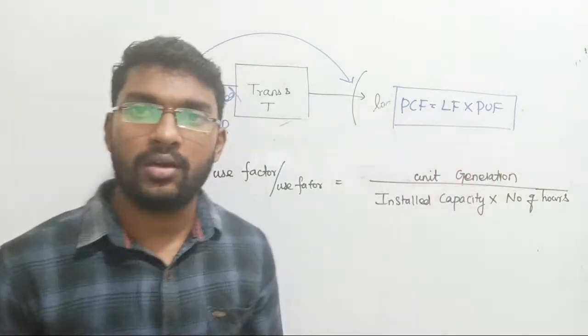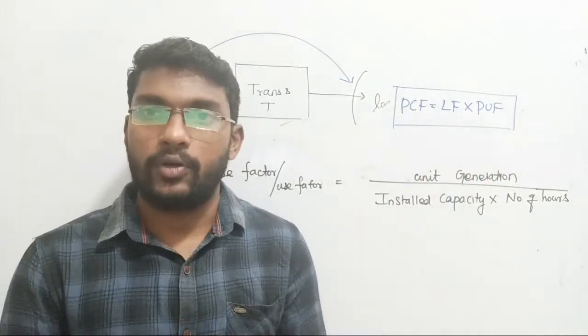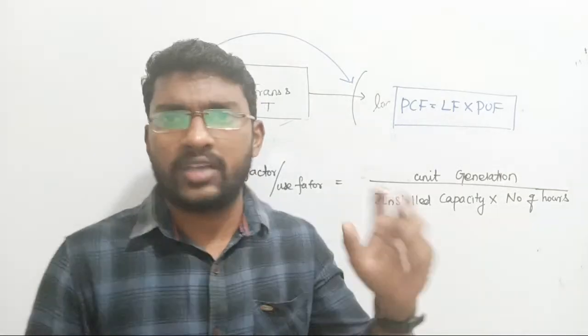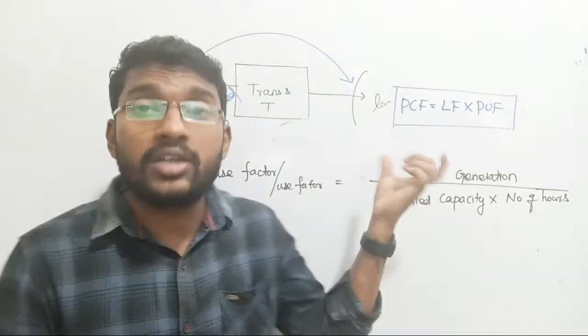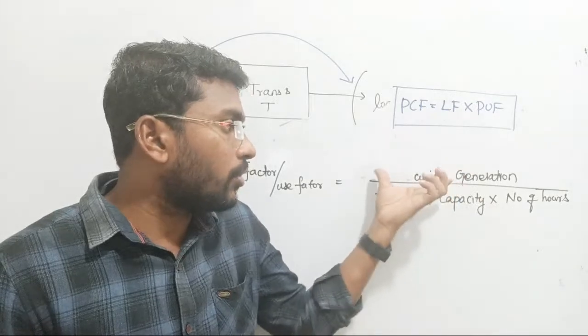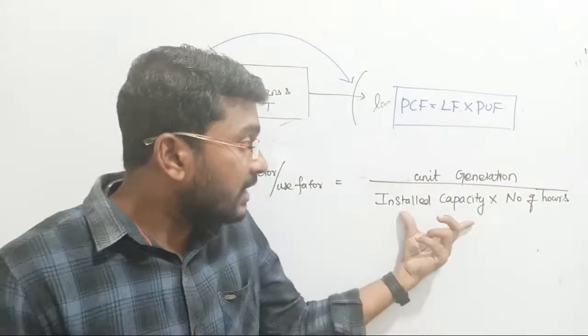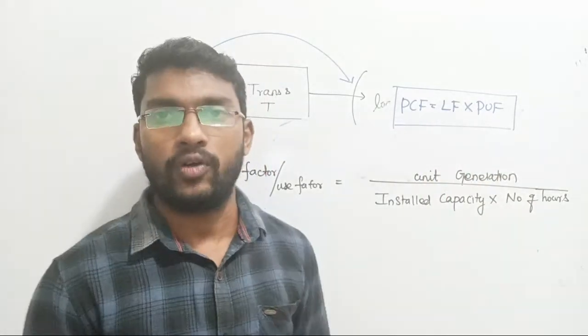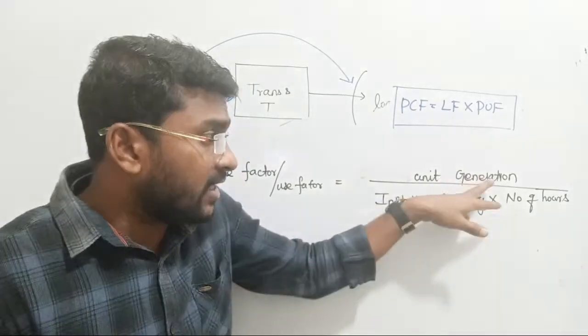Unit generation means that in kilowatts we are generating some power, and each and every hour we are generating some power. That is the unit generation. So the total number of units generated is taken with respect to the installed capacity and number of hours. That unit generation will be given to you.